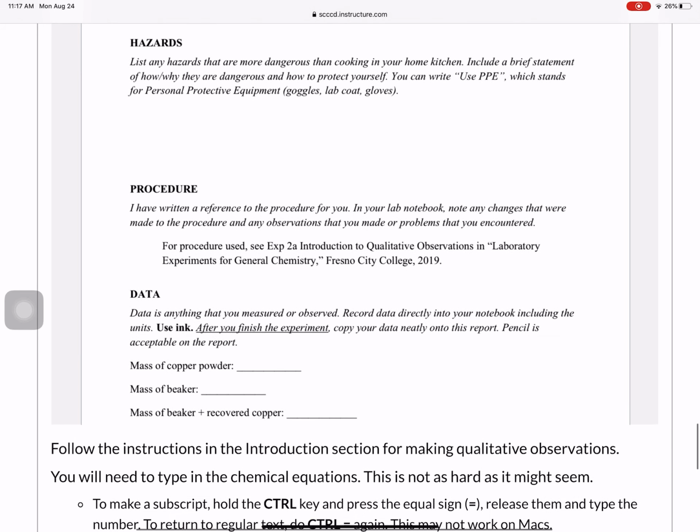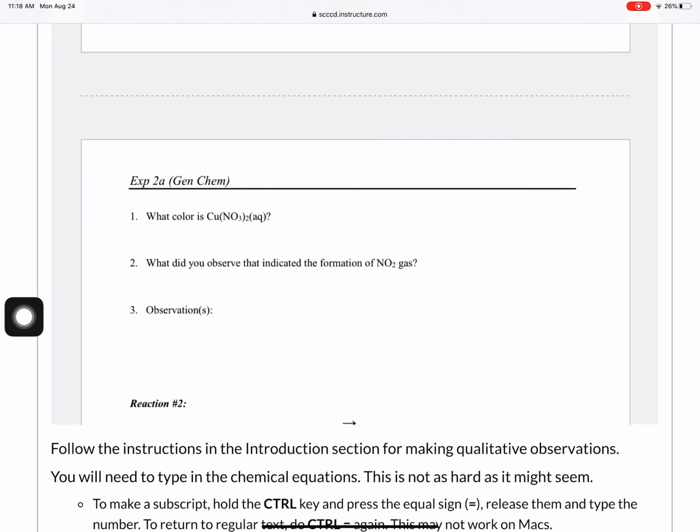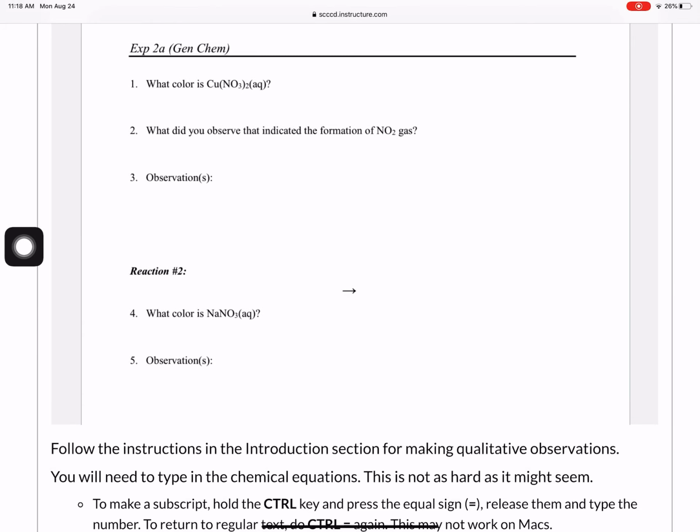And then we begin the data section. So again, you're going to type in the masses that you saw. And then for each reaction, I want you to copy the chemical equation from the lab manual. That's the part above. I did the first one for you. And then you need to answer the questions. And this is where you're going to write at least one descriptive observation. So here's reaction 1. And then here are some questions to answer about reaction 1.